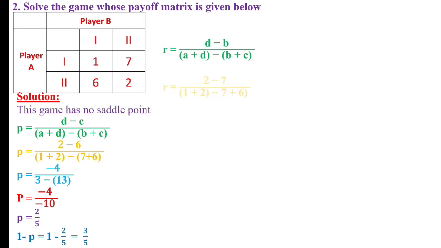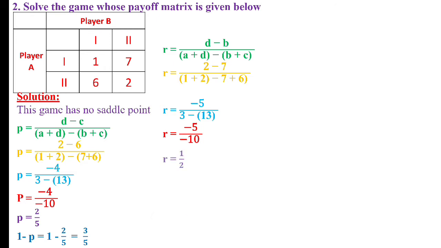R equals D minus B divided by A plus D minus B plus C. That is 2 minus 7 divided by 1 plus 2 minus 7 plus 6. So simplify: minus 5 divided by 3 minus 13, so minus 5 divided by minus 10. This will simplify, and we will get 1 by 2. So 1 minus R equals 1 minus 1 by 2, which equals 1 by 2. So this is player B's strategies.